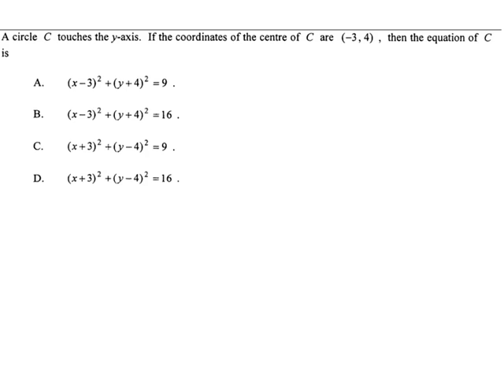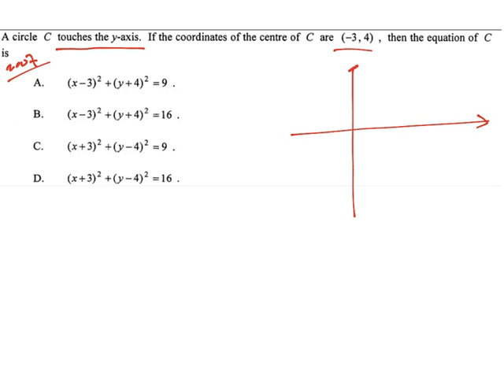Okay, we have the next question, 2007. Try to use 3 minutes to do it. Okay, let's check it. We know a circle touches the y-axis, and the center is (-3, 4). So we try to look at the graph. Negative 3, then 1, 2, 3, 4 up. Okay, the center is here.